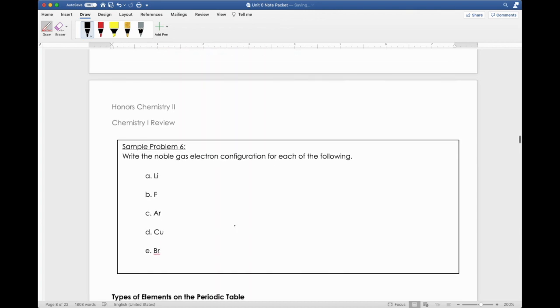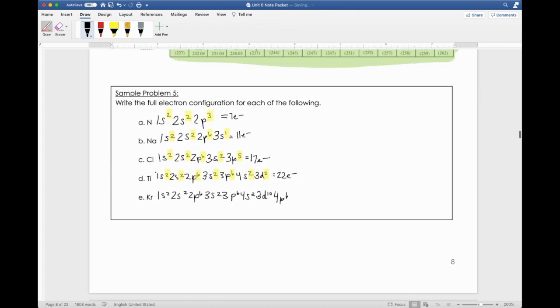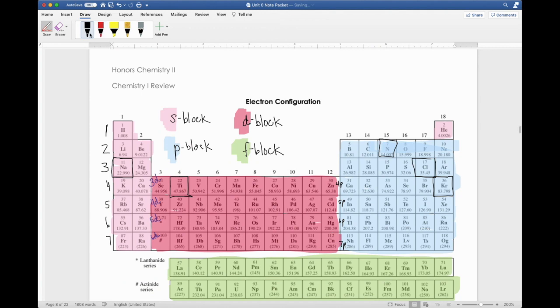So this is really what's most important, is knowing the electron configuration, because it helps chemists to understand why that particular element has the number of valence electrons that it has. So we're going to write the noble gas electron configuration for each of these elements. So we're going to start off with lithium here. And I'm going to use a different color just so we can identify these. I guess let's do it in green.